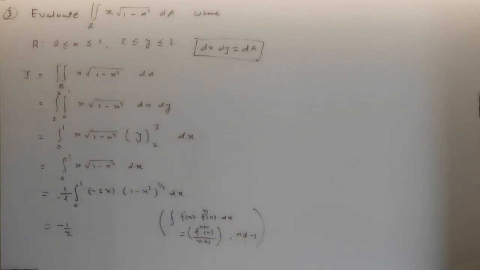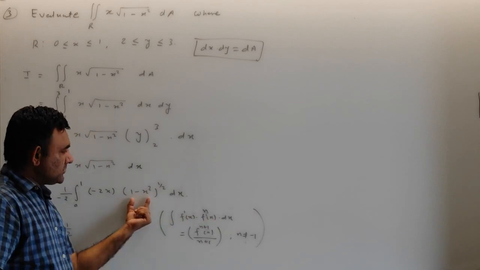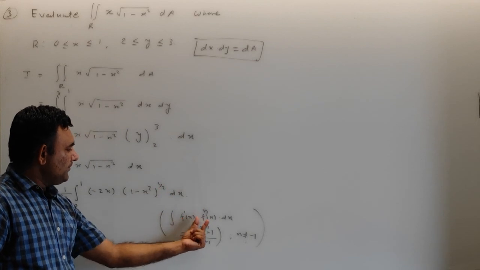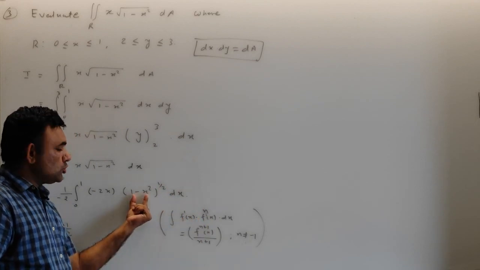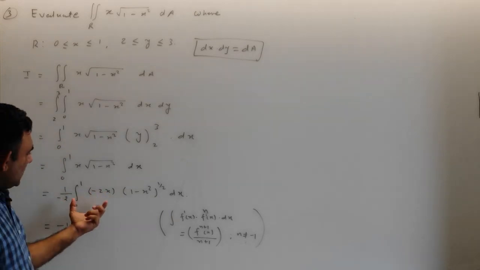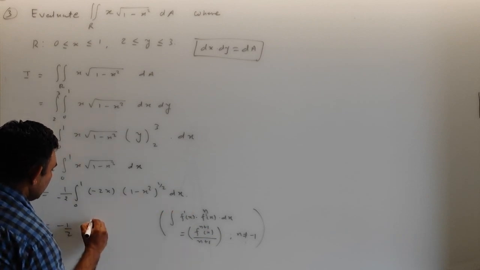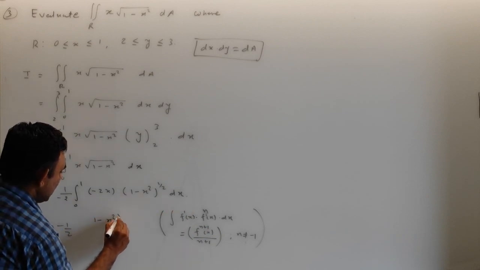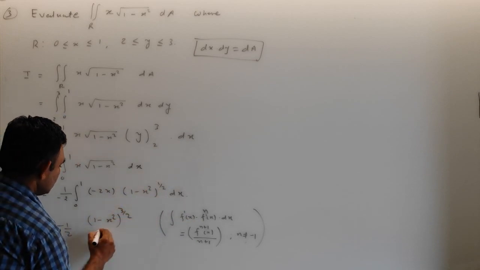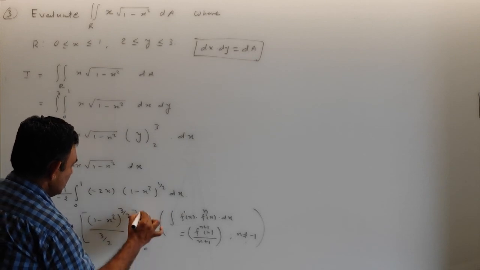So you compare this thing with this formula, then our f x is 1 minus x square, n is 1 by 2, and derivative of f x is f dash x, and in our case it is minus 2x. So everything is in this format. So we can apply this formula, and by applying this formula, what we have, 1 minus x square raised to 1 by 2 plus 1, so 3 by 2, divided by 3 by 2, and limit is from 0 to 1.